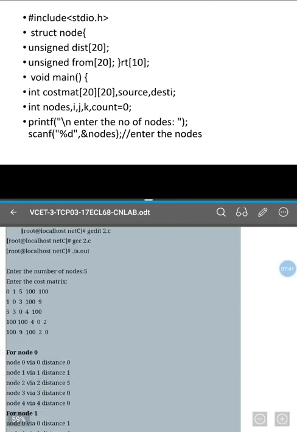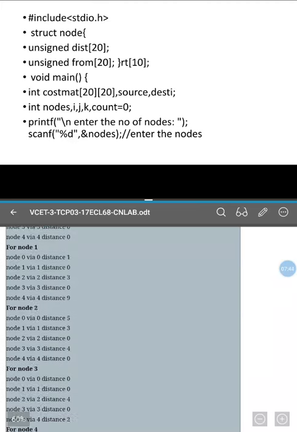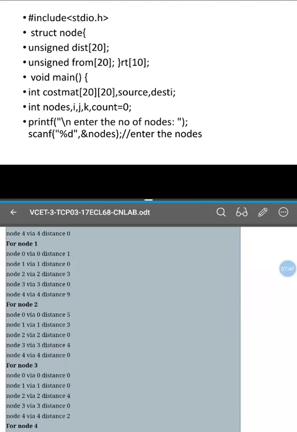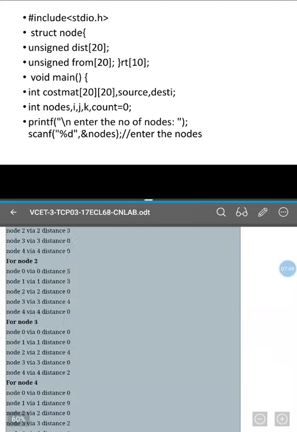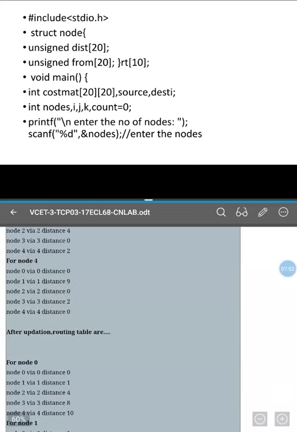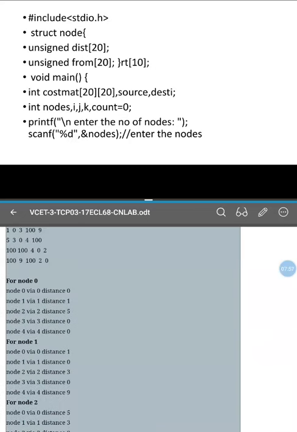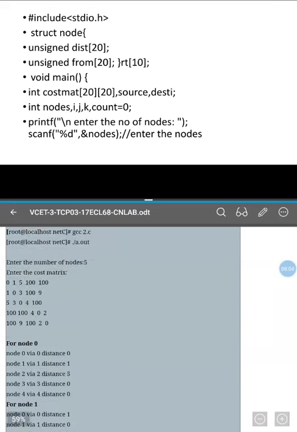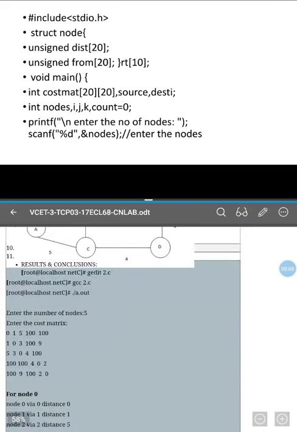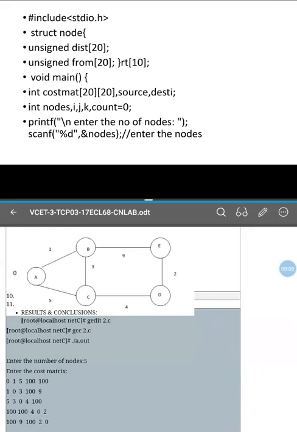And then with respect to each node, the distances are written here. What is the distance from each and every node? After the Bellman-Ford equation is applied, those distances are updated. So node 0 via 0, node 1 via 1, node 2 via 2. In that way the distances are updated, and we update the information. Let us discuss the result part later. This was just the introduction.